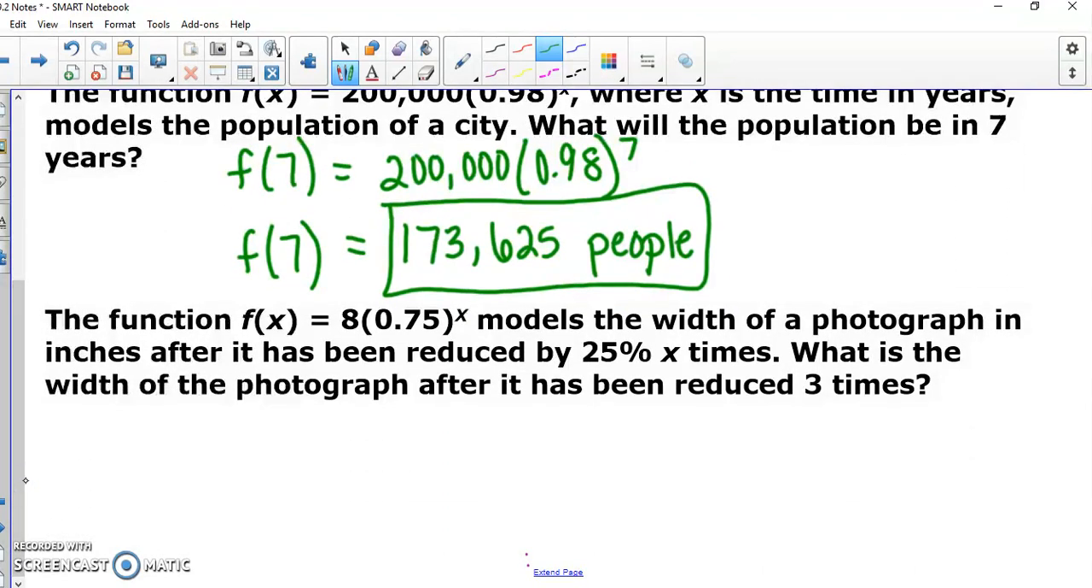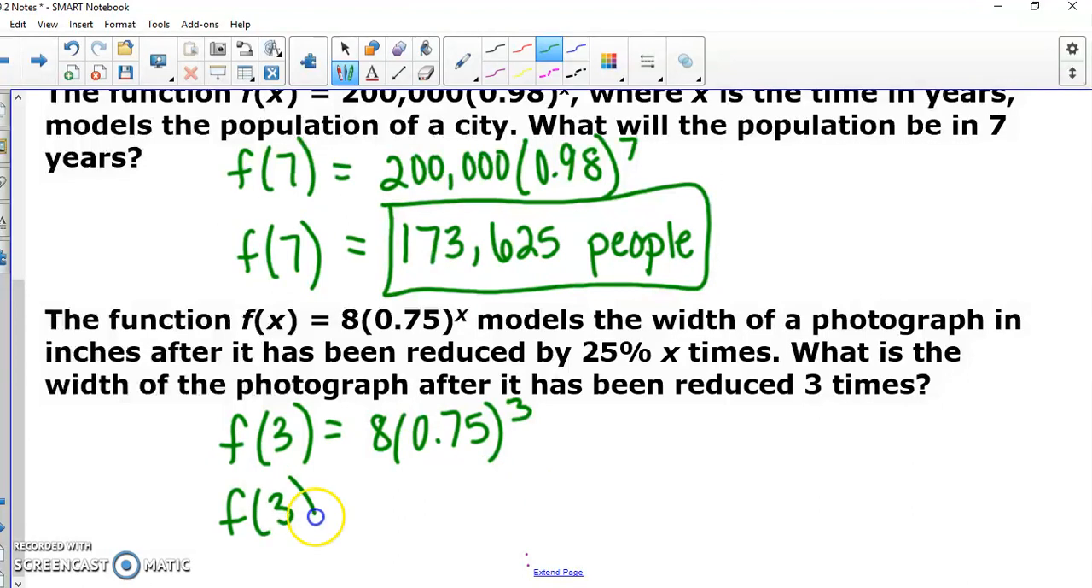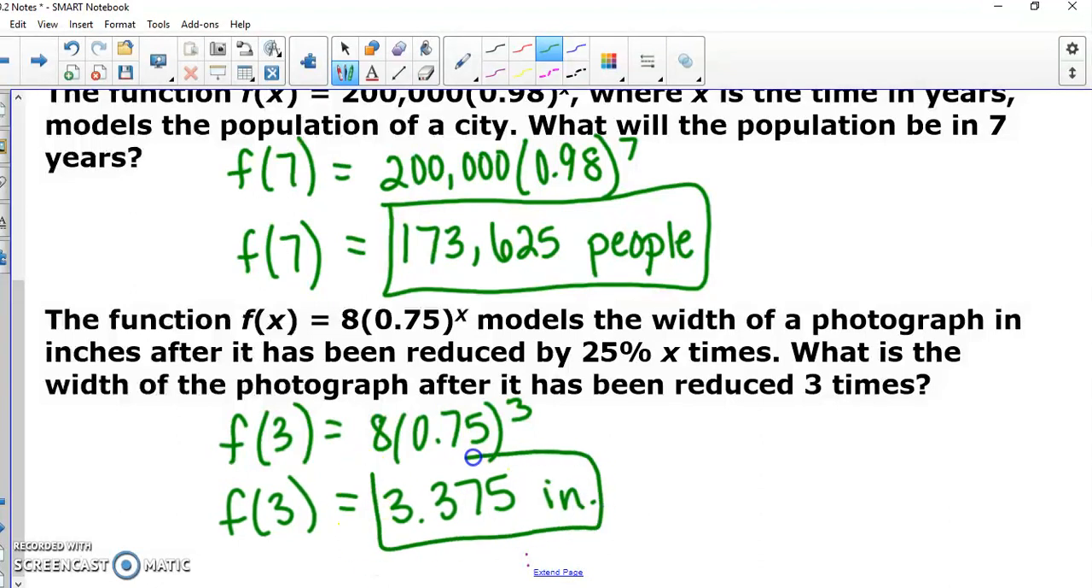Okay, the next one. They give us an equation that models the width of a photograph in inches after it's been reduced by 25%, x times. We want to know what the width will be after it's been reduced 3 times. So again, we just plug in 3 for x. I don't need to do anything with that 25%. That's just unneeded info as far as the problem goes. I punch 8 times 0.75 to the power of 3 into my calculator, and I get 3.375. My label is inches. Okay, so these ones are pretty easy. You're just plugging and chugging for the most part.